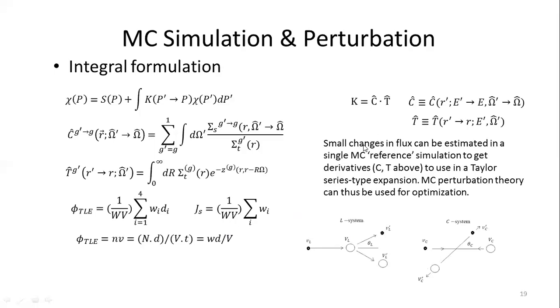So perturbation theory makes it possible to use a Taylor series type expansion, where you could get first derivatives of C and T and cast them in the form of a derivative of K. And so you could also estimate the change in flux in all the group fluxes from a single run. So that makes Monte Carlo simulation with the perturbation analysis ideal for a full realistic 3D problem in which an optimal design is required.